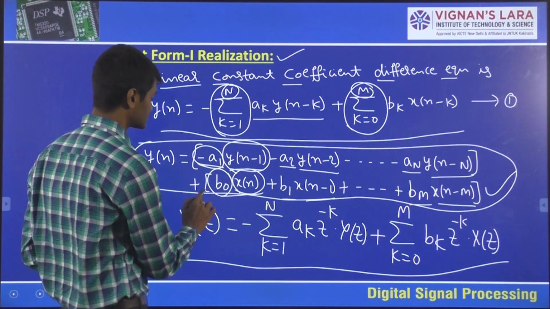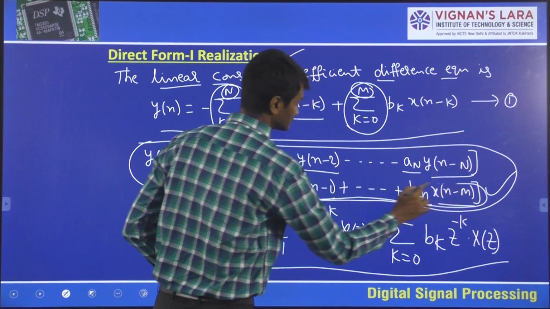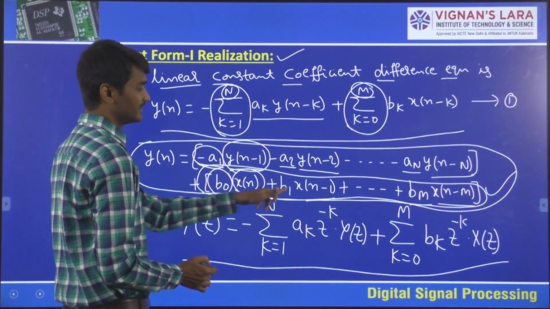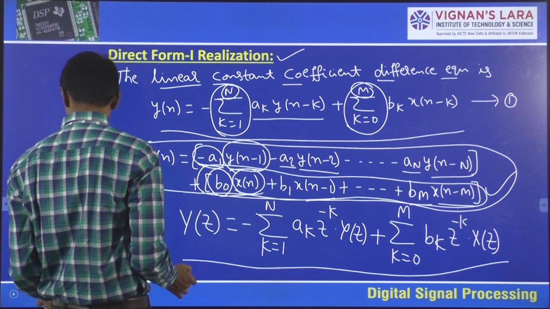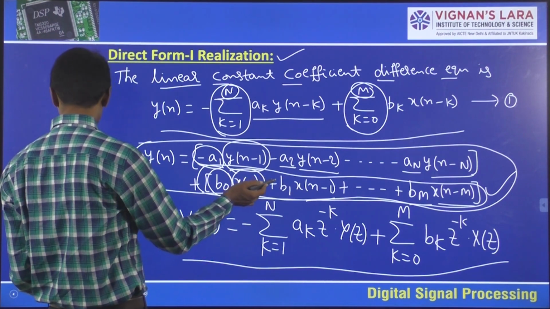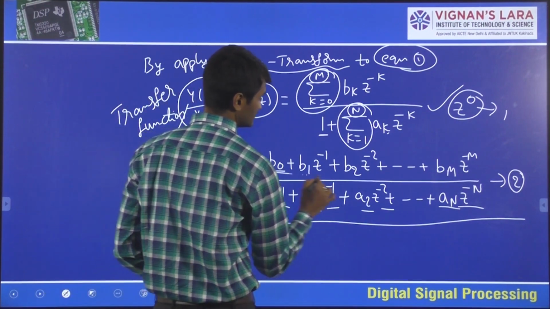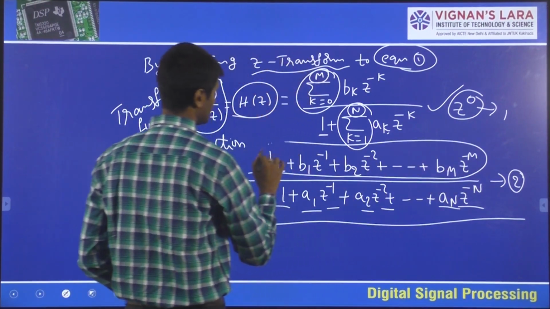So see, first we will realize this one, b naught x of n plus b1 x of n minus 1. Okay, so where is it there in equation 2? This is there in the numerator.